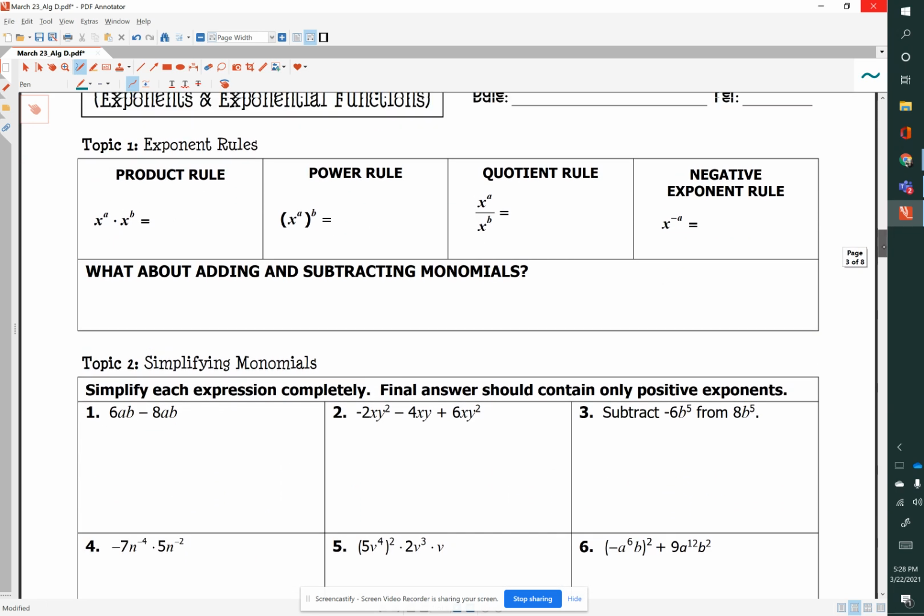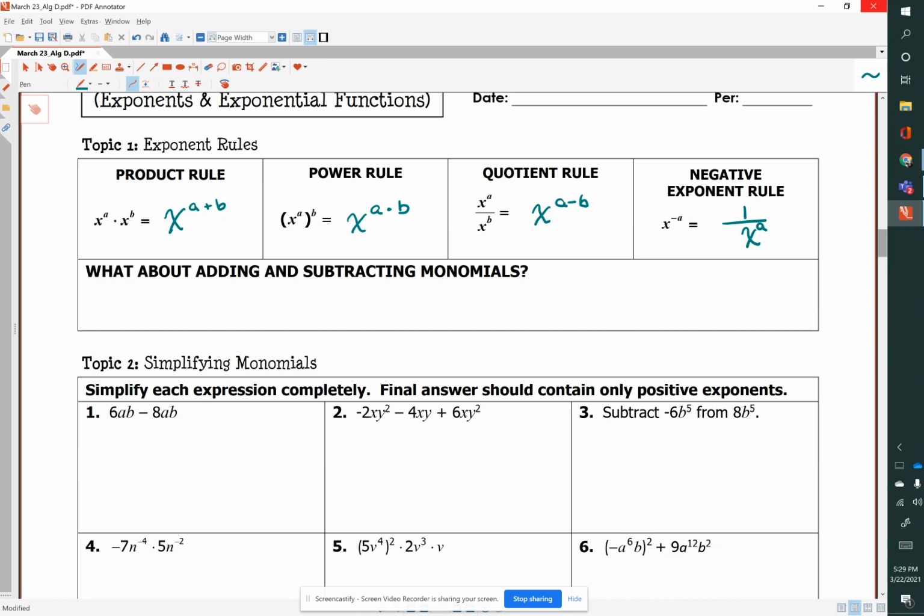So we're going to start with the exponent rules. The product rule is when you have x to the a times x to the b, the product of that will be x to the a plus b. So we add the exponents. With the power rule, when you raise a power to a power, x to the a raised to the b, you will multiply the exponents. With the quotient rule, when you divide x to the a power by x to the b, you will subtract the denominator exponent from the numerator exponent. And if you have a negative exponent, you will make it a positive exponent and put it in the denominator.